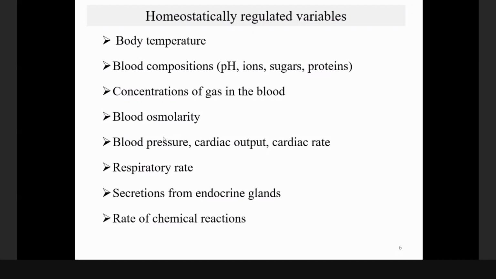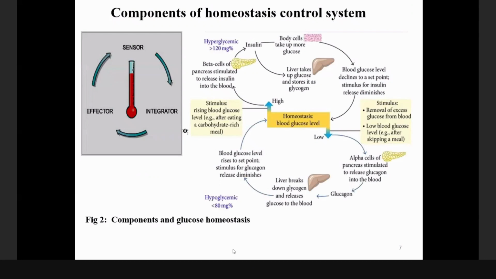Rate of chemical reactions. There are a number of chemical reactions in the body, so those reactions should be normal, should be regulated with our homeostasis. Then, in order for homeostasis to perform its function, it needs components, and these are called the components of the homeostasis control system. So there are 3 components. The first component is the sensor, or you can say detector, or you can say receptor.